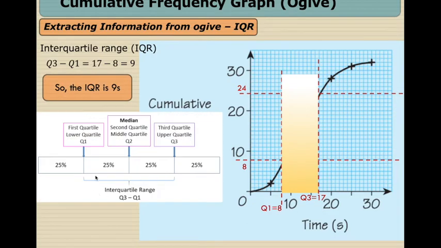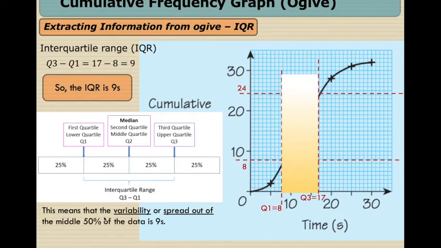So that is the meaning of the IQR, which is the variability or spread of the middle 50% of the data. In this case is 9 seconds. So 9 seconds is the spread of the middle 50% of the data.